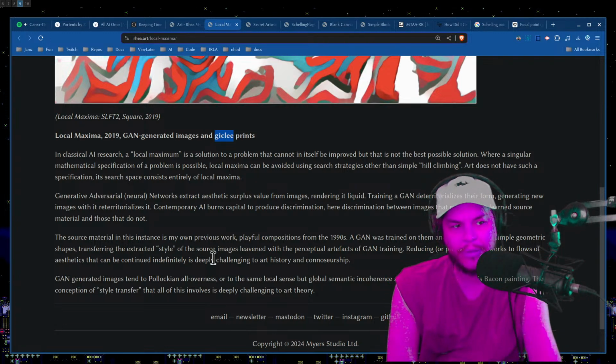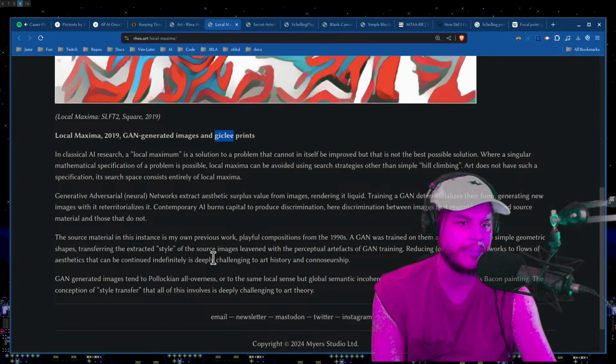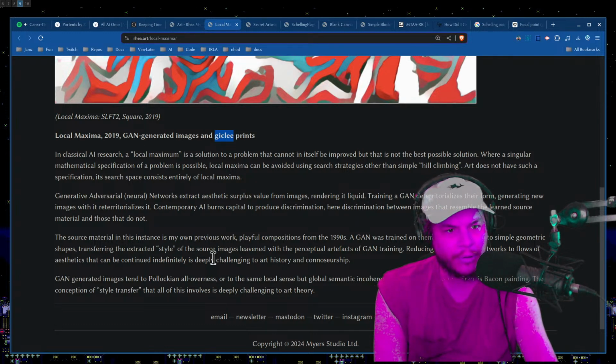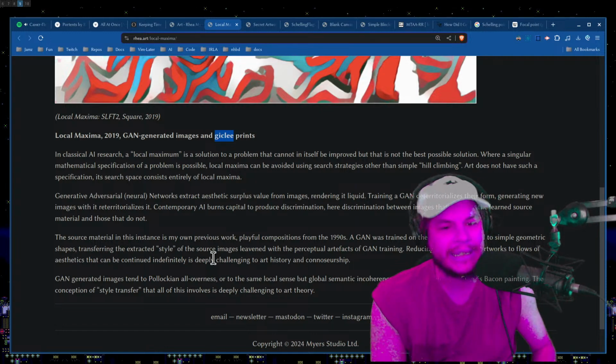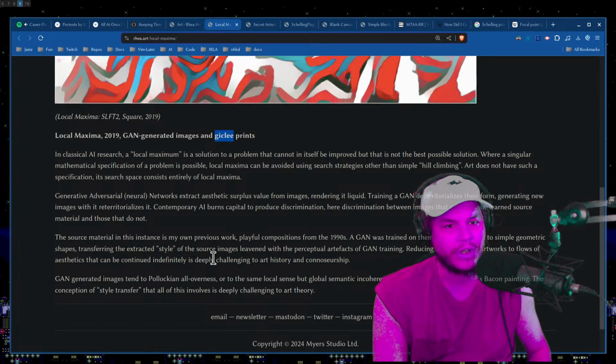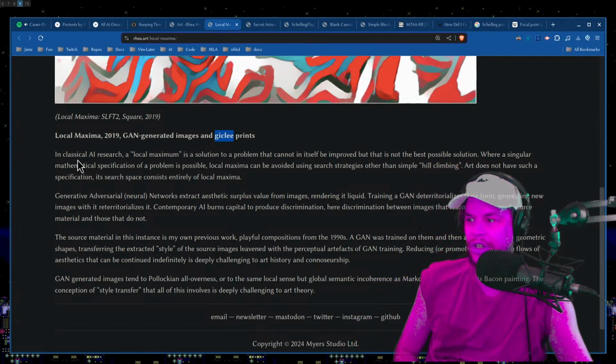A GAN was trained on them, then applied to simple geometric shapes, transferring the extracted style of these source images, leavened with the perceptual artifacts of GAN training. Reducing or promoting artworks to the flows of aesthetics that can be continued indefinitely is deeply challenging to art history and connoisseurship. GAN-generated images tend to Pollockian all-overness, or to the same local sense but global semantic incoherence as Markov chains or as a Francis Bacon painting. The concept of style transfer that all of this evokes is deeply challenging to art history.